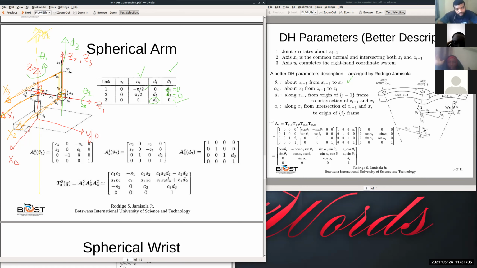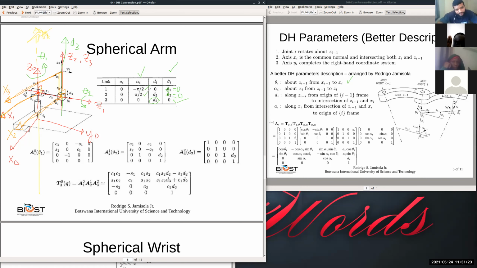Okay? You can only see it when you bite your thumb. If you don't bite your thumb, you cannot see it. Okay, there. So I guess this one is clear. So that is positive pi over 2.